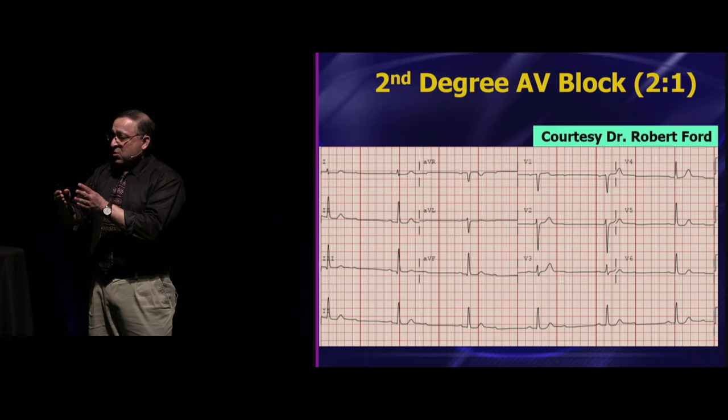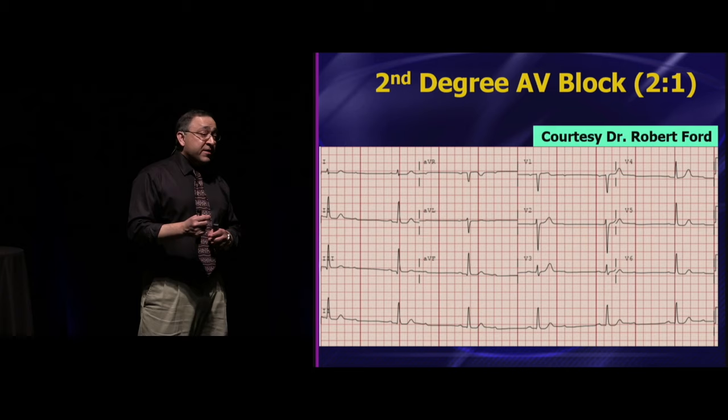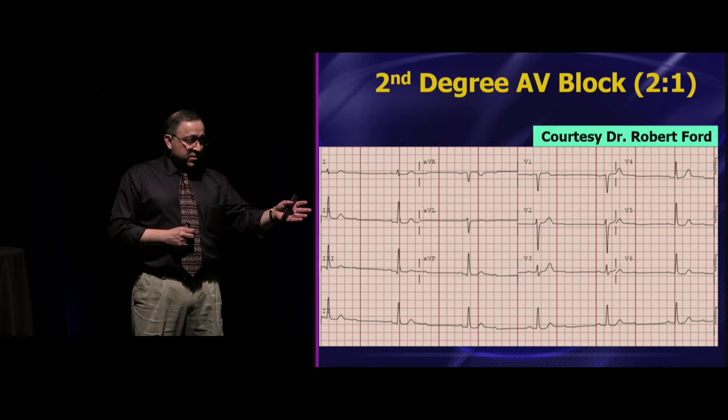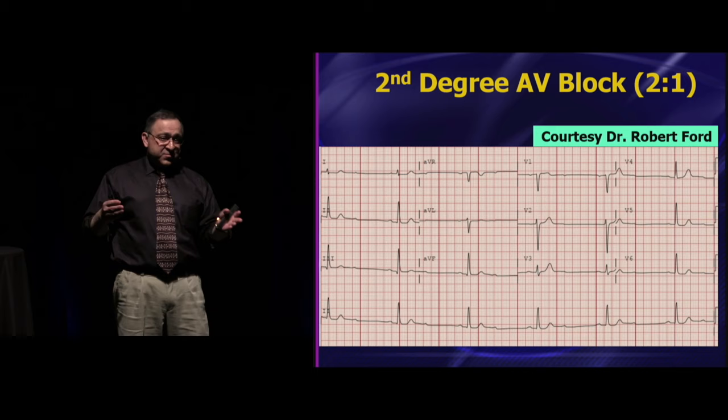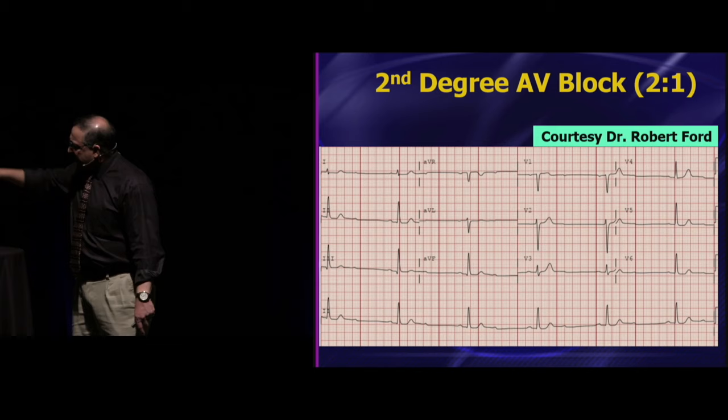So by convention, if you see second-degree AV block with 2-1 conduction, you're supposed to call it second-degree AV block with 2-1 conduction. You're not supposed to call it Mobitz 1. You're not supposed to call it Mobitz 2. The purists will say, don't call it Mobitz 1, don't call it Mobitz 2, just call it second-degree AV block with 2-1 conduction. My response is, get a life. Well, who cares, right? The QRS is narrow, so from my standpoint, it's probably a Mobitz 1.